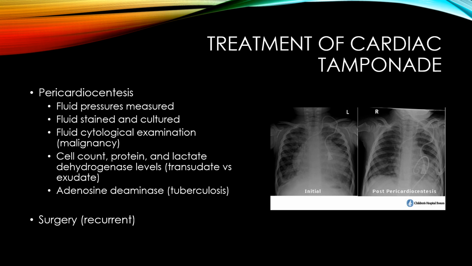In terms of pericardiocentesis, we're going to measure the fluid pressure. Fluid is going to be stained and cultured. We're going to do a cytological examination to test for any malignant cells, cell counts, and protein and lactate dehydrogenase levels to see if this is a transudate versus an exudate, because an exudate would signify more of an inflammatory process. You could also test it with adenosine deaminase for TB. And ultimately, in some cases, if it's recurrent, surgery would be warranted. In those cases, sometimes they'll put in what they call a window, where they open up a section of it to relieve the pressure, or they'll actually remove the entire pericardium itself.